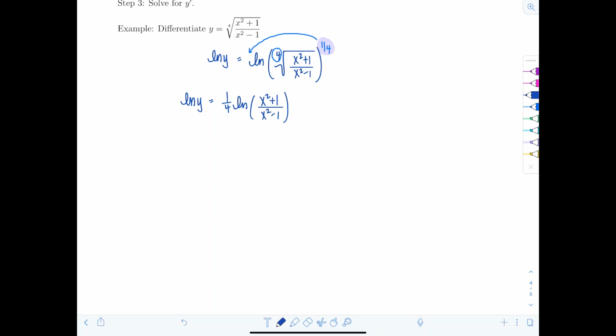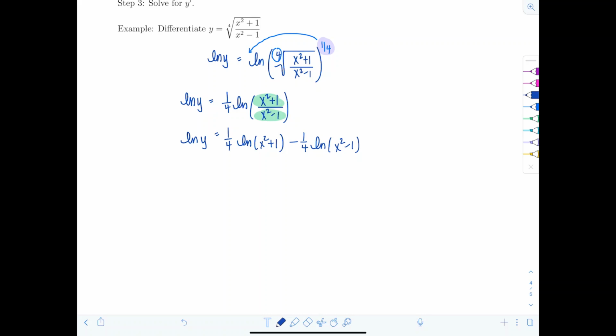Again, I can expand further since the argument is a quotient, right? And I can rewrite this using subtraction with two logarithms. So this is 1/4 ln of (x squared plus 1) minus 1/4 ln of (x squared minus 1). And this is all equal to natural log of y. Now, if you notice here, this is fully expanded.